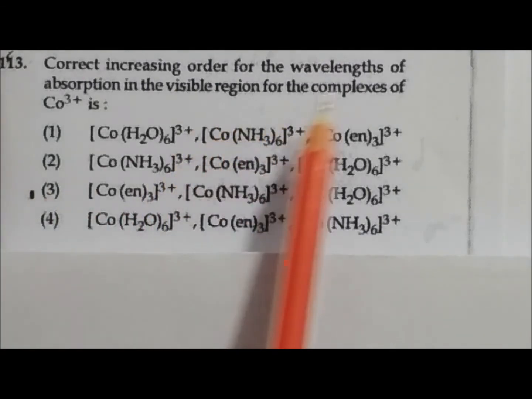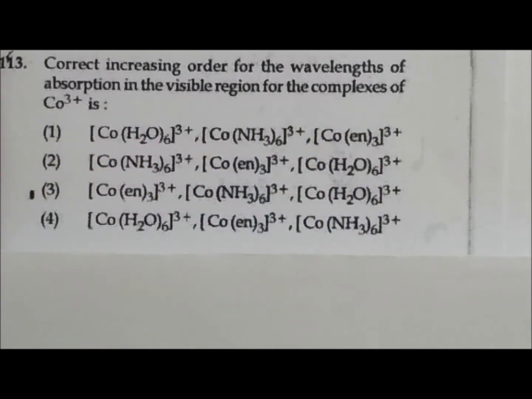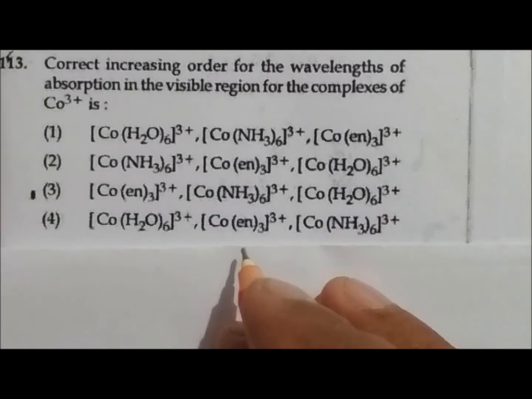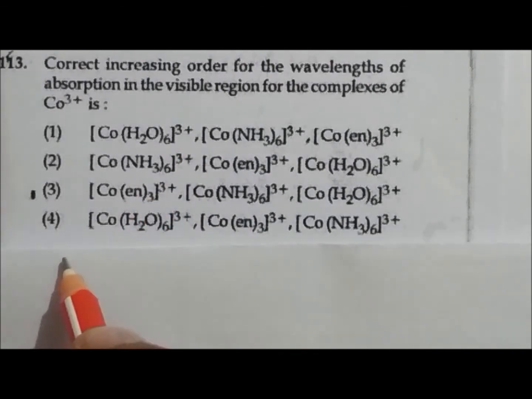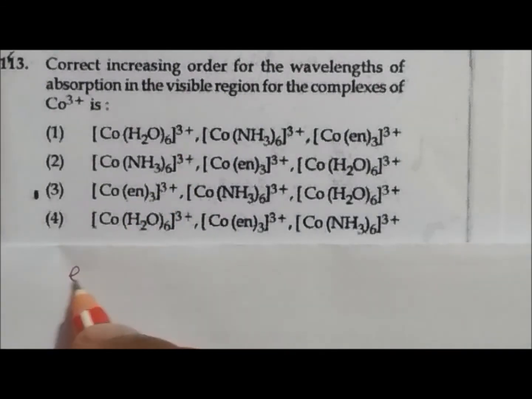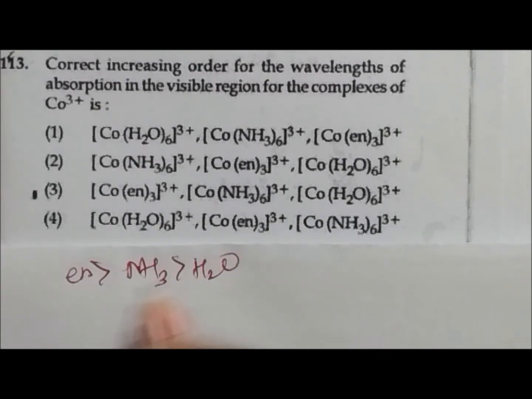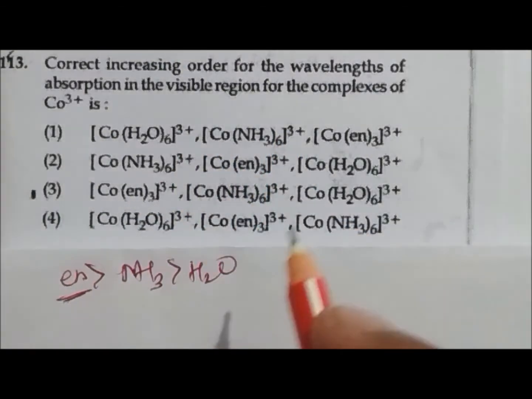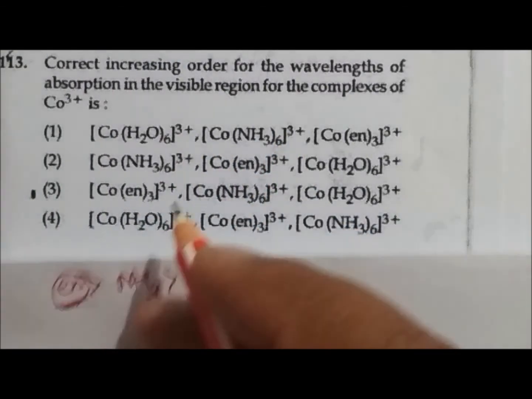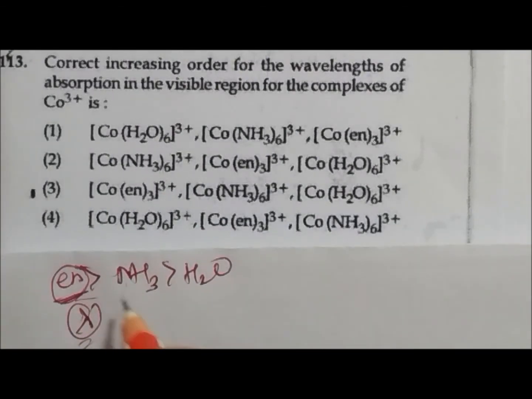Correct increasing order for the wavelength of absorption in the visible region for the complex ions of cobalt 3 plus is. So we can see there are 3 ligands present in these complexes. And if you see the spectrochemical series, what is the order of the ligands? The order of the ligands is en is the strongest, then next is ammonia, and next is water. So this ligand is very strong in the spectrochemical series.